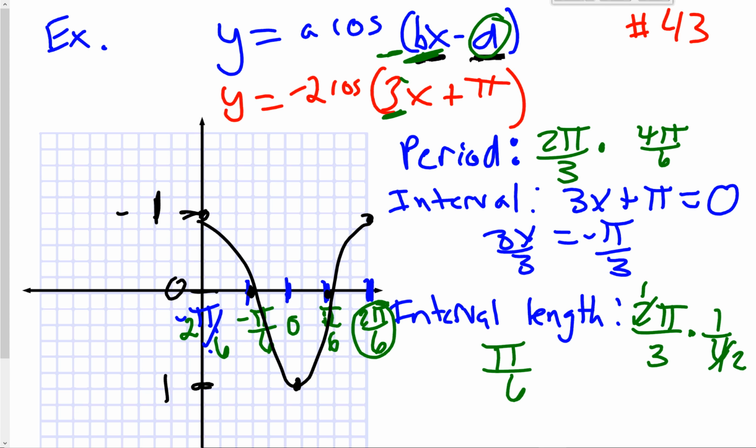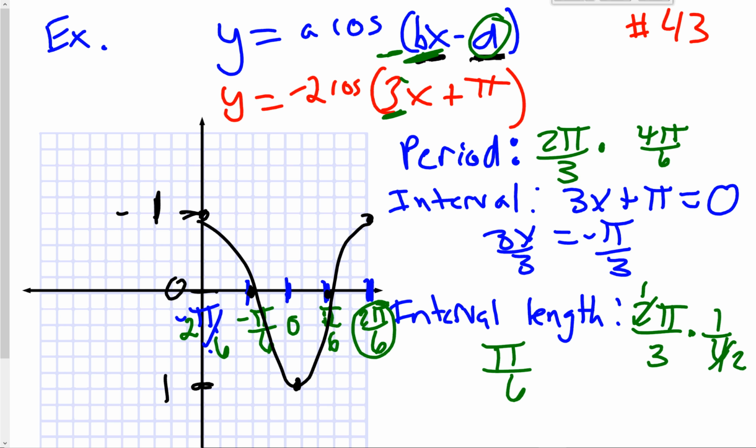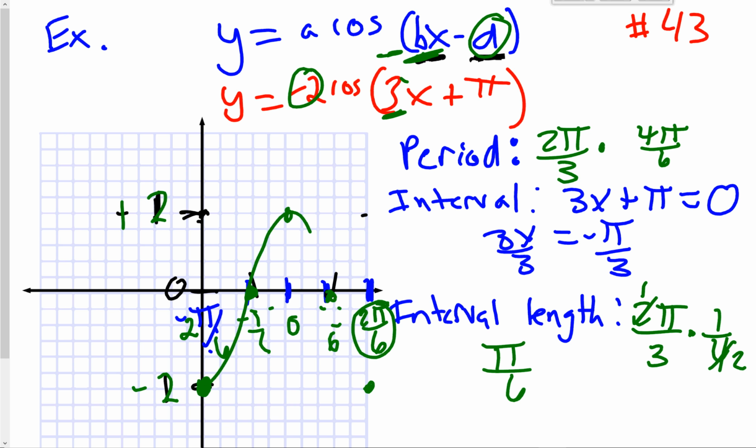Okay, so I'm going to have to erase this, erase this, erase that, and I want it flipped. So it's going to go -2, 0, +2, 0, -2. So I have to erase these because that negative out front flipped it. So it's going to look like this. Okay, and so that's how that goes.